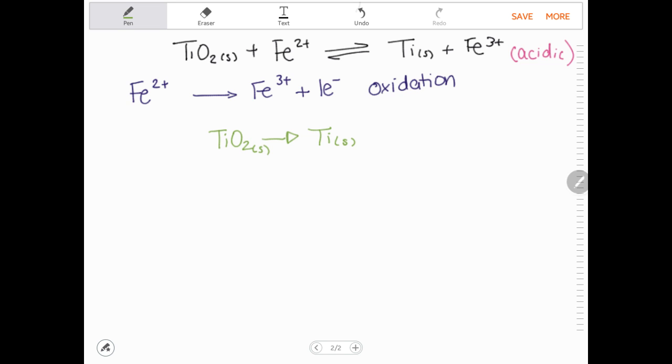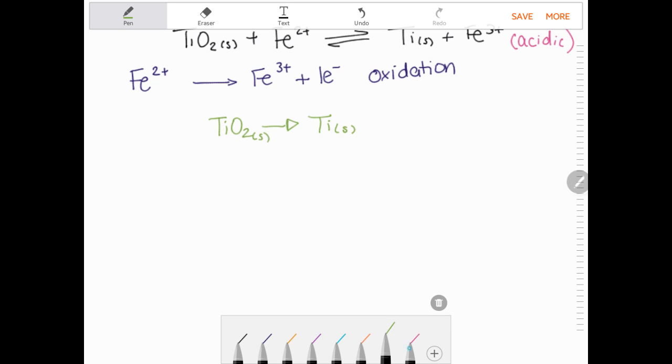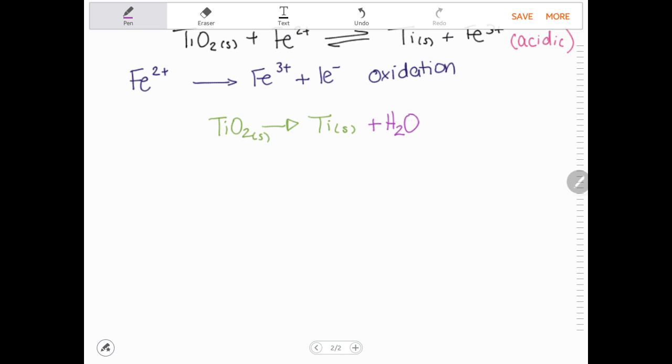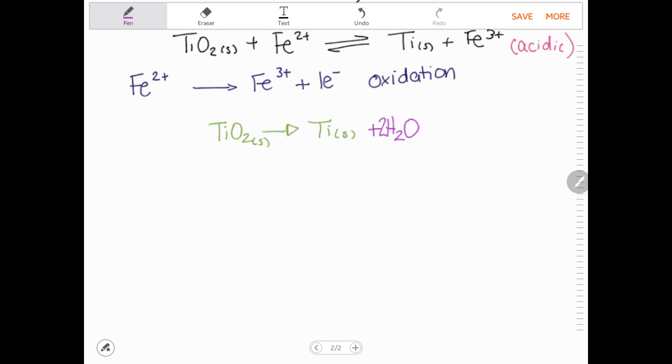So I do that again by adding my water molecules. So I have H2O that I can add to this side. Now I need 2 of them because I have 2 extra oxygens on my reactant side, meaning I need 2 oxygens on my product side. Now that I've added my water molecules, I need to add my 4 hydrogen ions onto this side here.